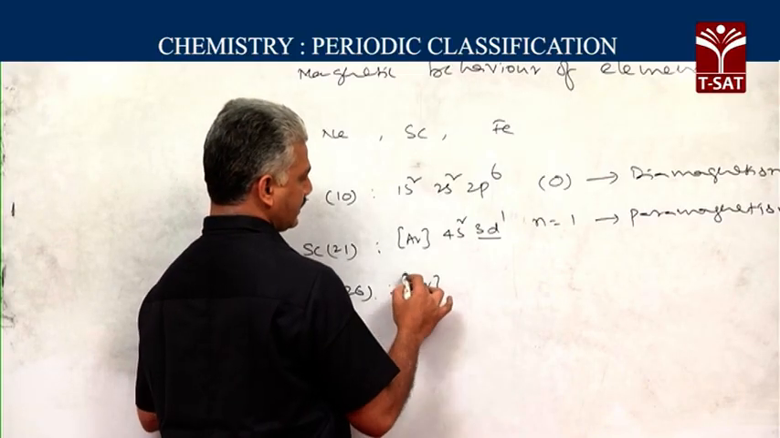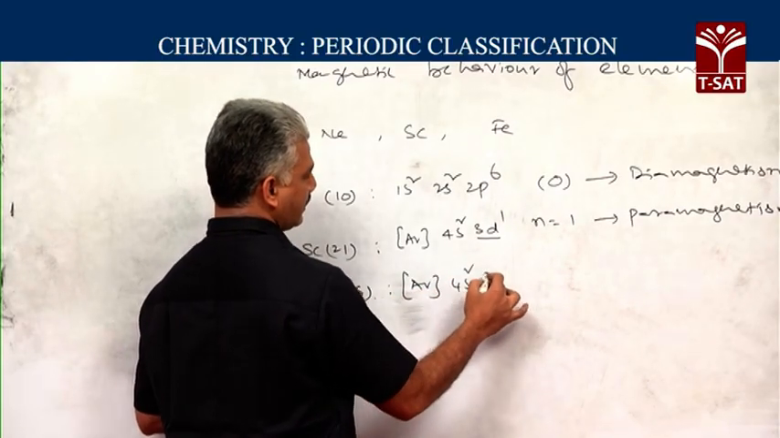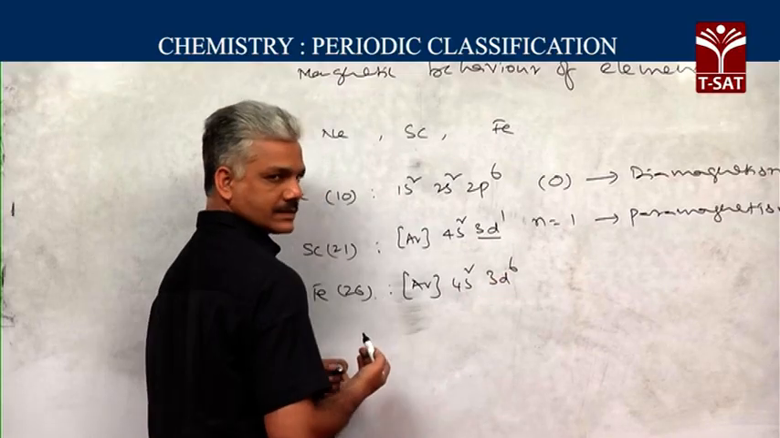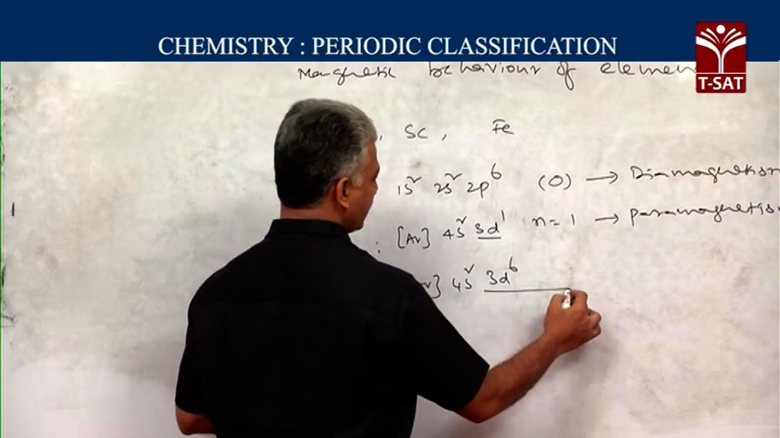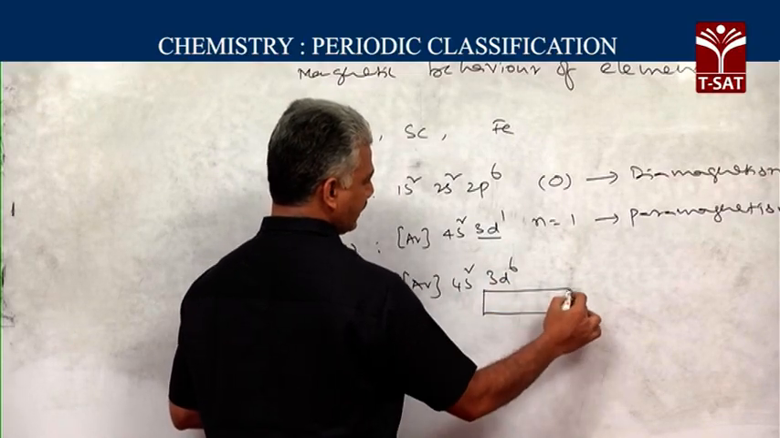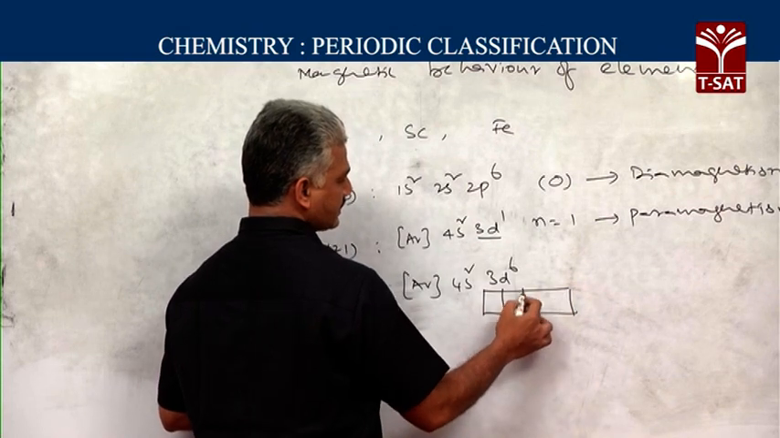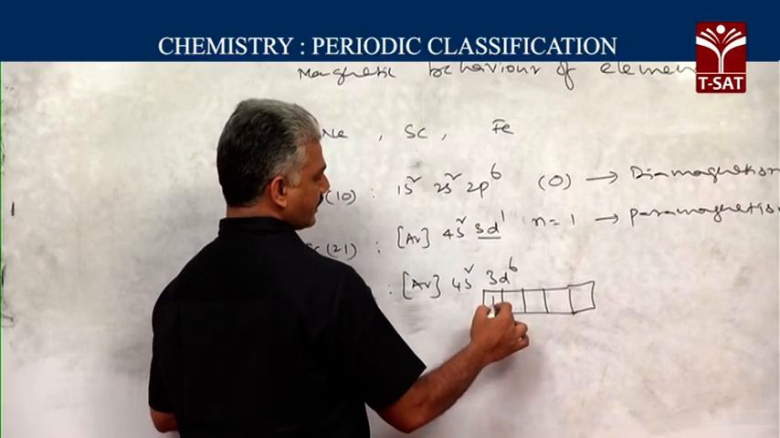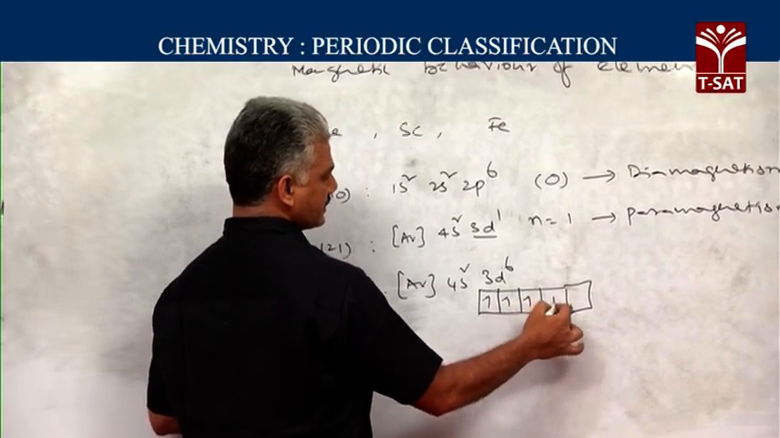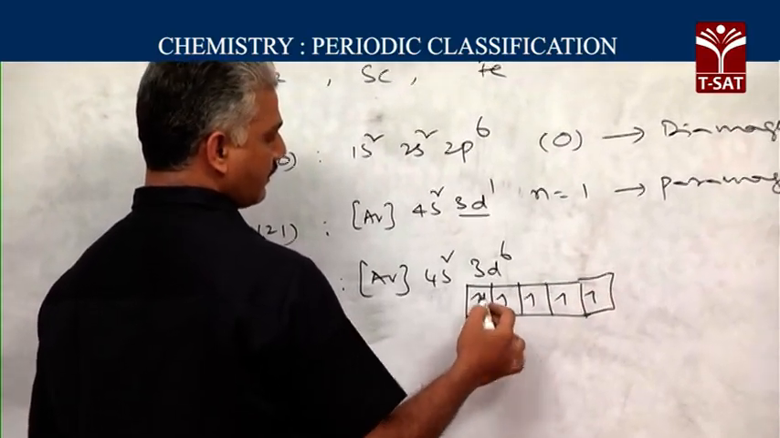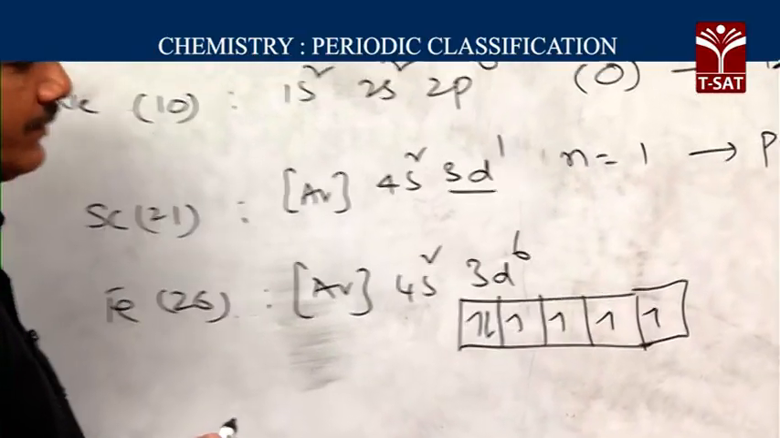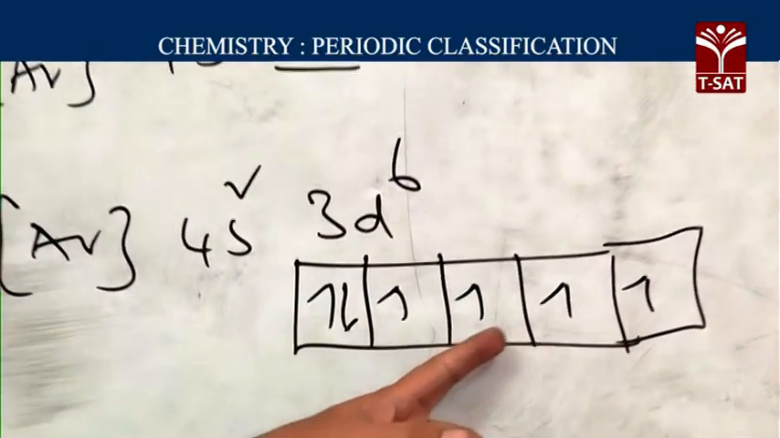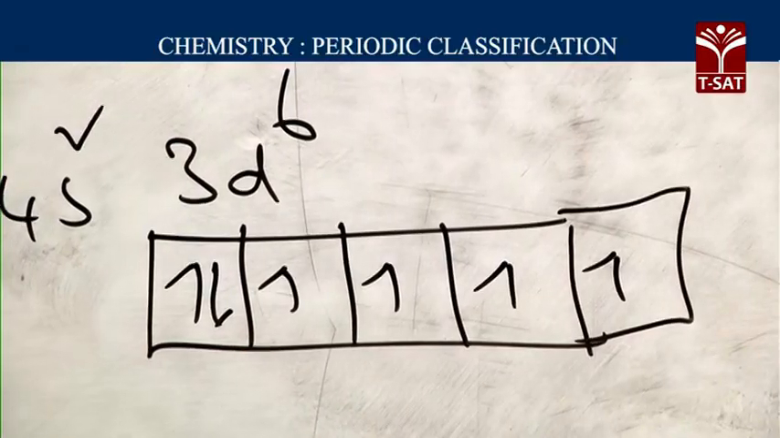In case of iron, atomic number is 26, electronic configuration is argon followed by 4s2, 3d6. 3d6 means the arrangement of electrons will be like this. A d sublevel consists of 5 orbitals. In those 5 orbitals, 6 electrons can be accommodated like this. Therefore, the number of unpaired electrons in case of iron is 4.